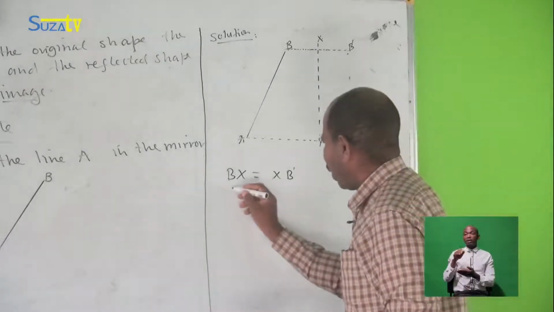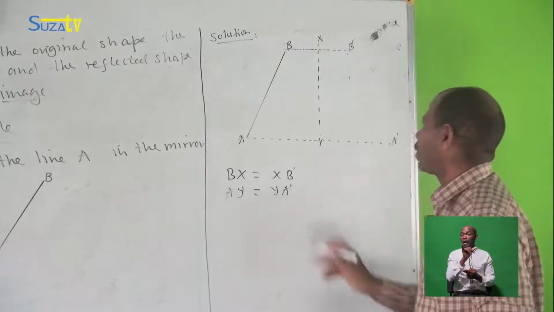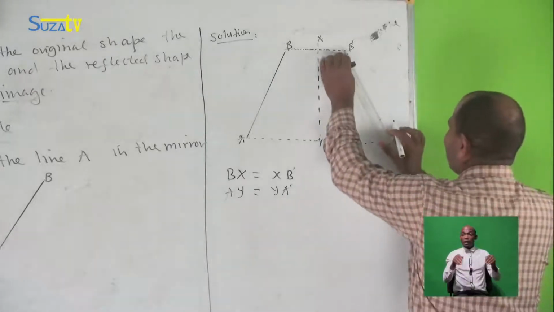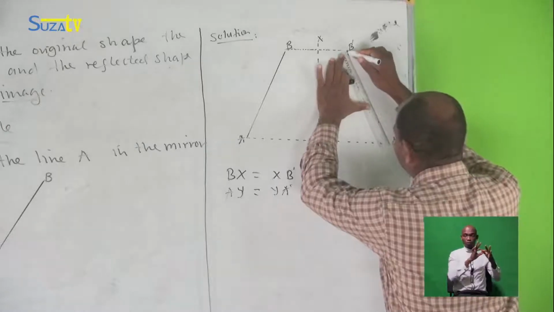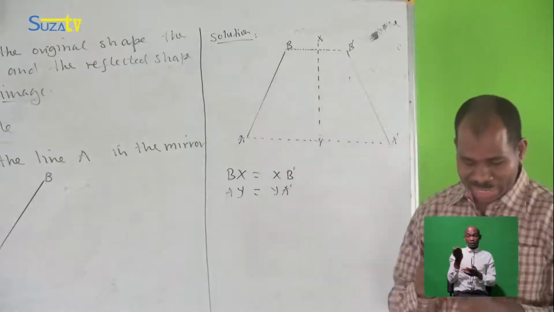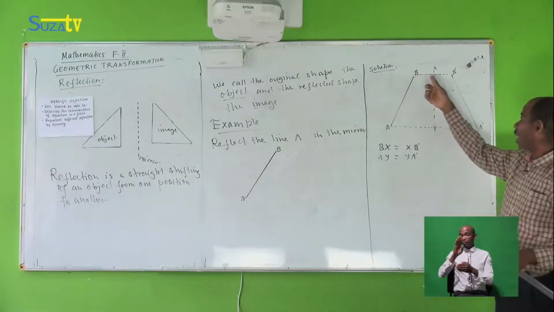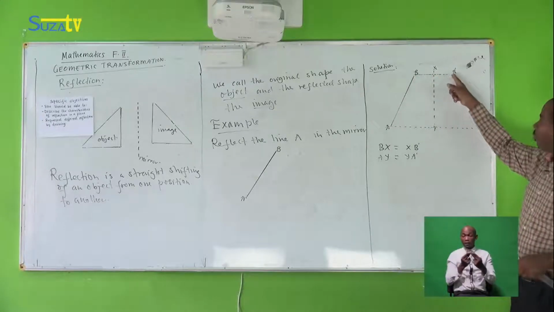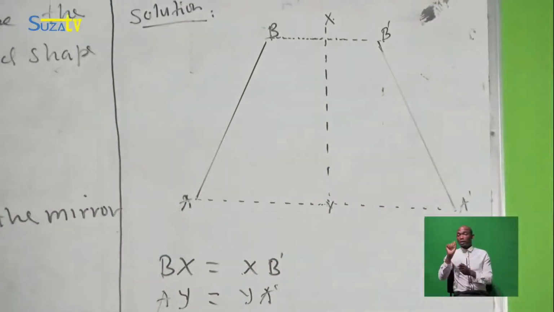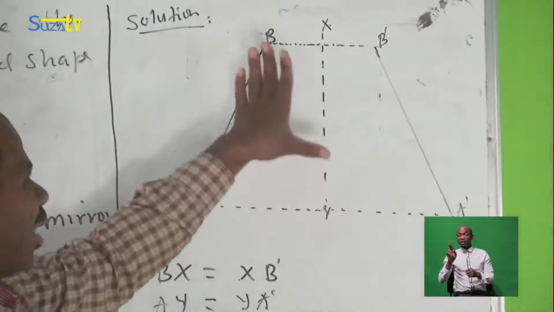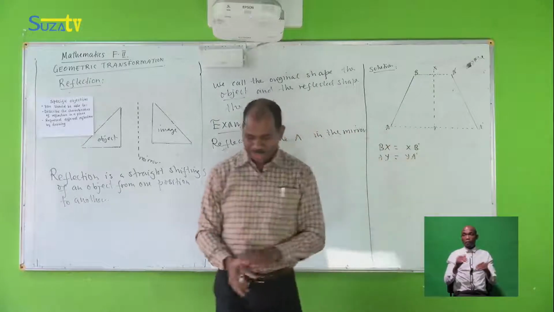And then we can say AY is equal to YA dash. And the line A dash B dash can be done by joining these two points. So if you see, we have the original line, which is AB, and the new line A dash B dash. The distance from B to X is the same as the distance from X to B dash, and the distance from A to Y is the same as Y to A dash. So this is how to reflect a line using a vertical line. The same line can be reflected using a horizontal line, and the image will be in this position. That is one.